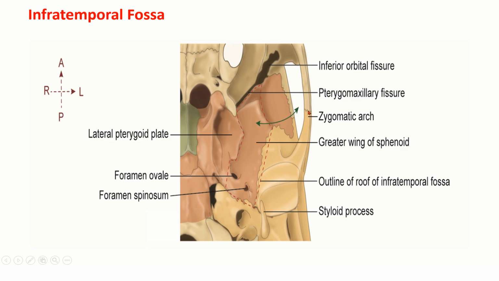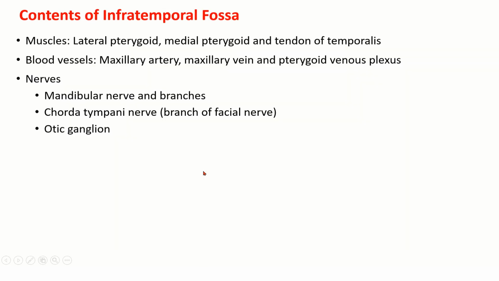And here you can see, medial to the zygomatic arch, the infratemporal fossa is continuing with the temporal fossa, and here superiorly you can see foramen ovale and foramen spinosum, through which the infratemporal fossa has communication with the middle cranial fossa. So contents: the muscles are lateral pterygoid muscle, medial pterygoid muscle and tendon of temporalis.